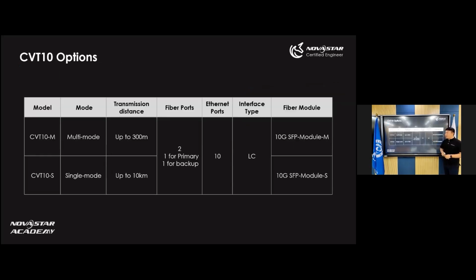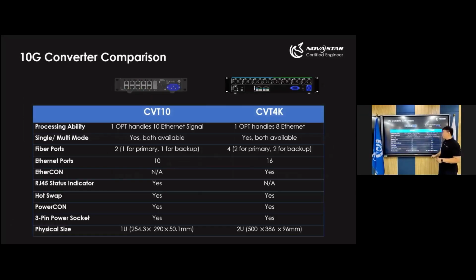We still have a short summary. Multi-mode, 300 meters, single mode up to 10 kilometers, and 1 primary and 1 for backup. And we have 10 output ports. This is the same with the CVT4K and also with the CVT10 or CVT20. You can just take a picture. And here is also a comparison about the CVT10 and CVT4K. You can just take a picture.